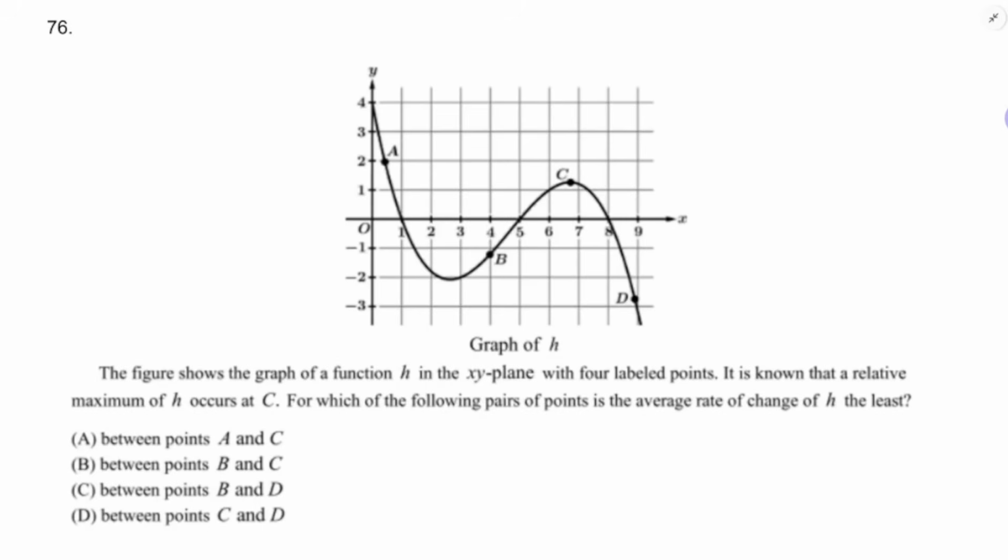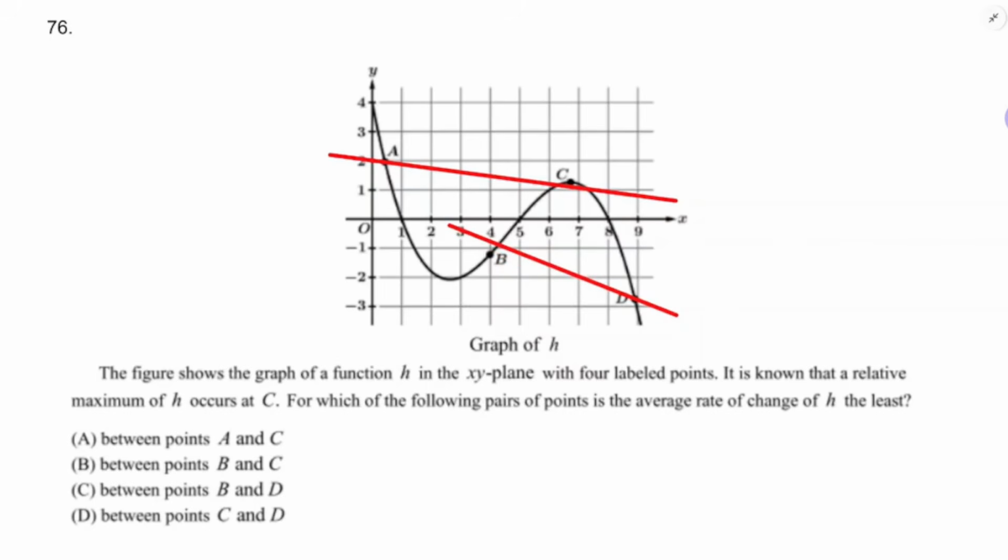All right, so the figure shows the graph of h in the xy plane with 4 labeled points. It's known that the relative maximum of h occurs at x equals c. I can see that. Which of the following pairs of points is the average rate of change of h the least? Okay, so remember, average rate of change is the slope of the secant line, which is the line that connects the 2 points between A and C. All right, so I'm going to try to get that there. Okay, that's approximately it. But between points B and D, that looks a little bit more negative to me.